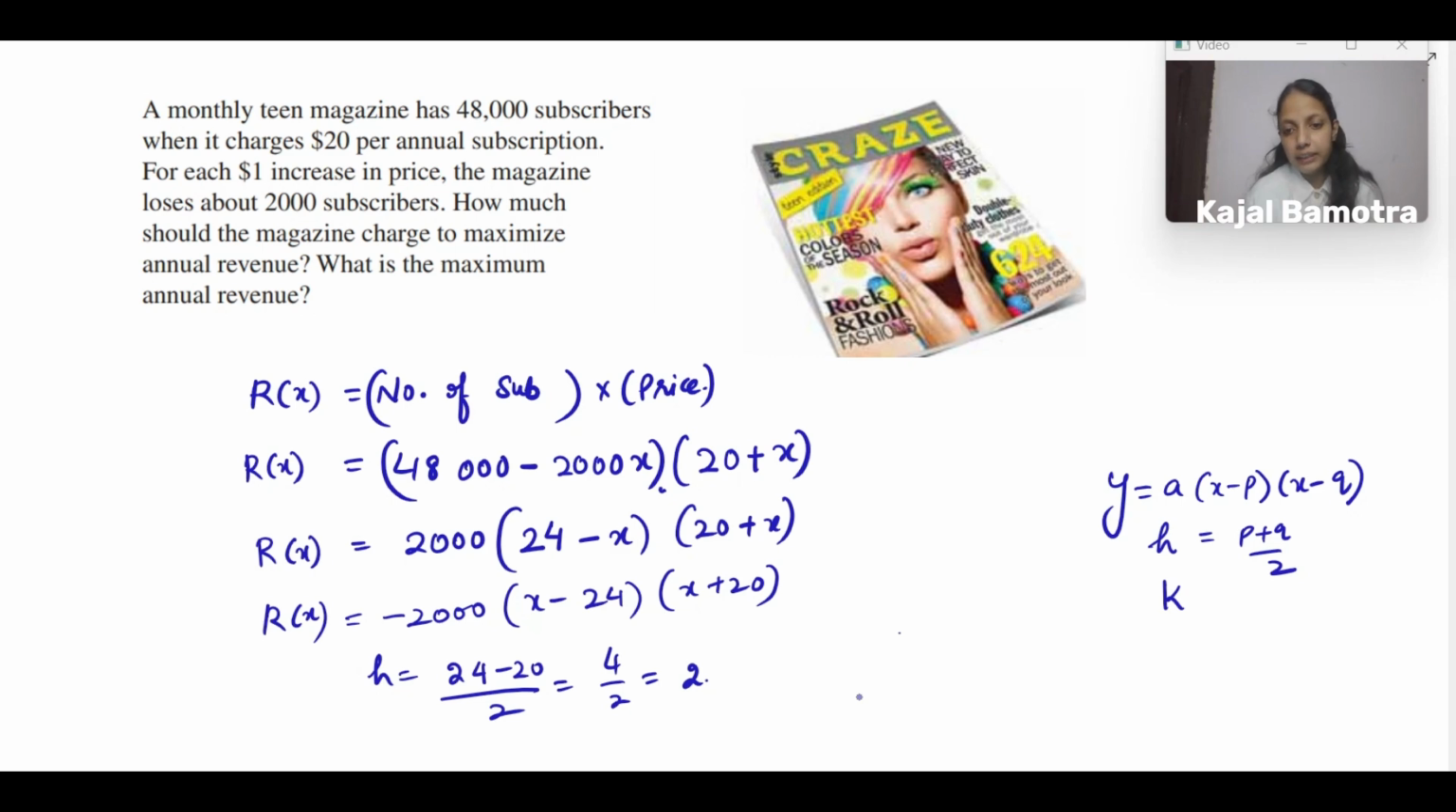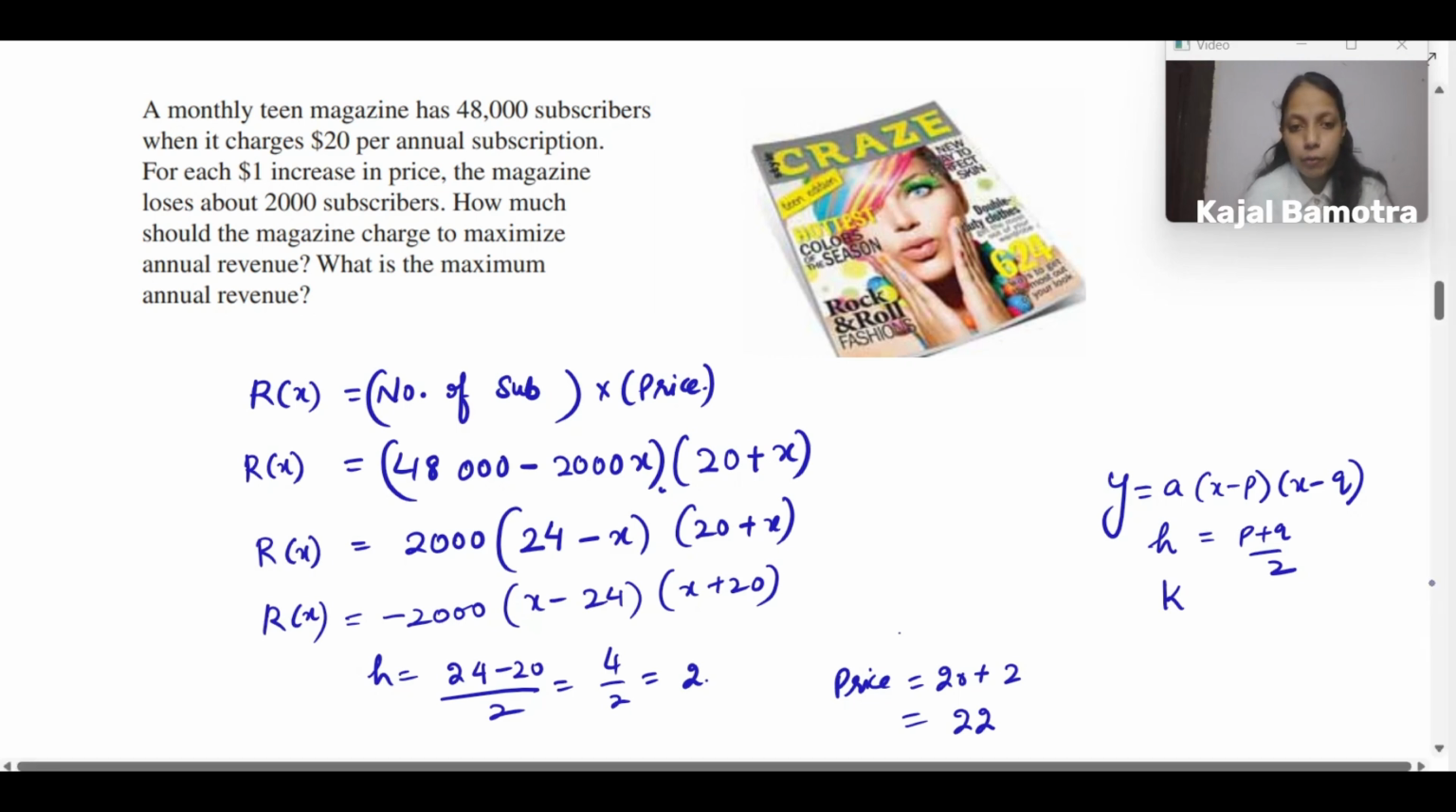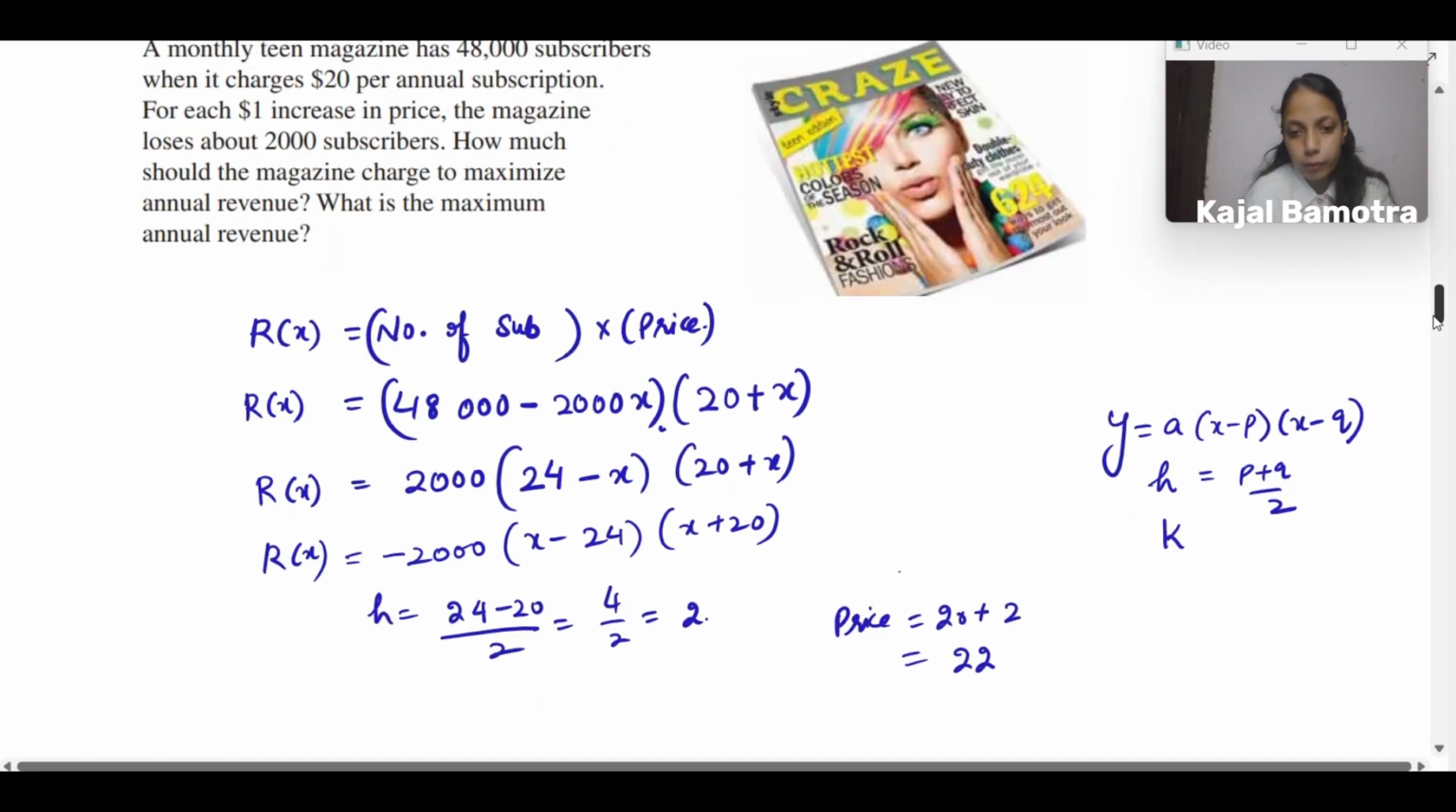So that means the price is 20 plus x, and the x value you have to put is 2 here. That means we are charging $22 for the magazine. And what is the maximum revenue? The maximum value of revenue: substitute x as 2. So R of 2 is basically what we are looking for.